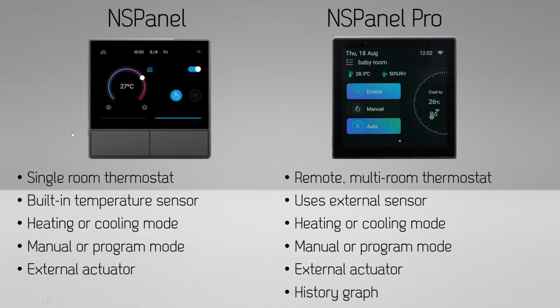So in manual mode, you would use the dials to set the temperature. And in program mode, which you can see here on the right screen, this dial is disabled, and then you can program different set points throughout the day, what temperature the NSPanel should hold automatically.